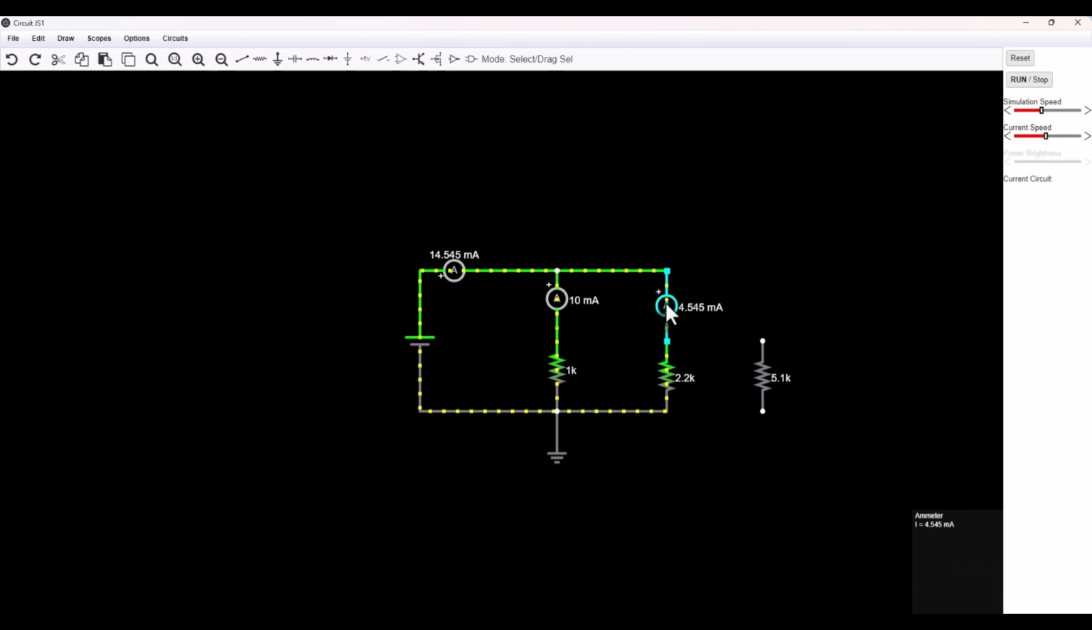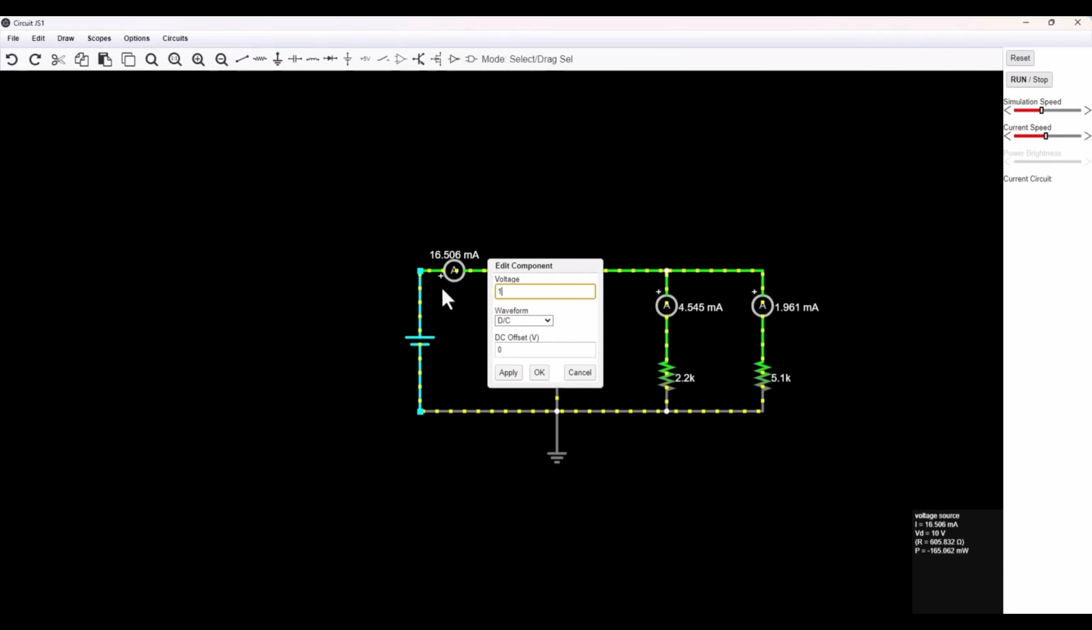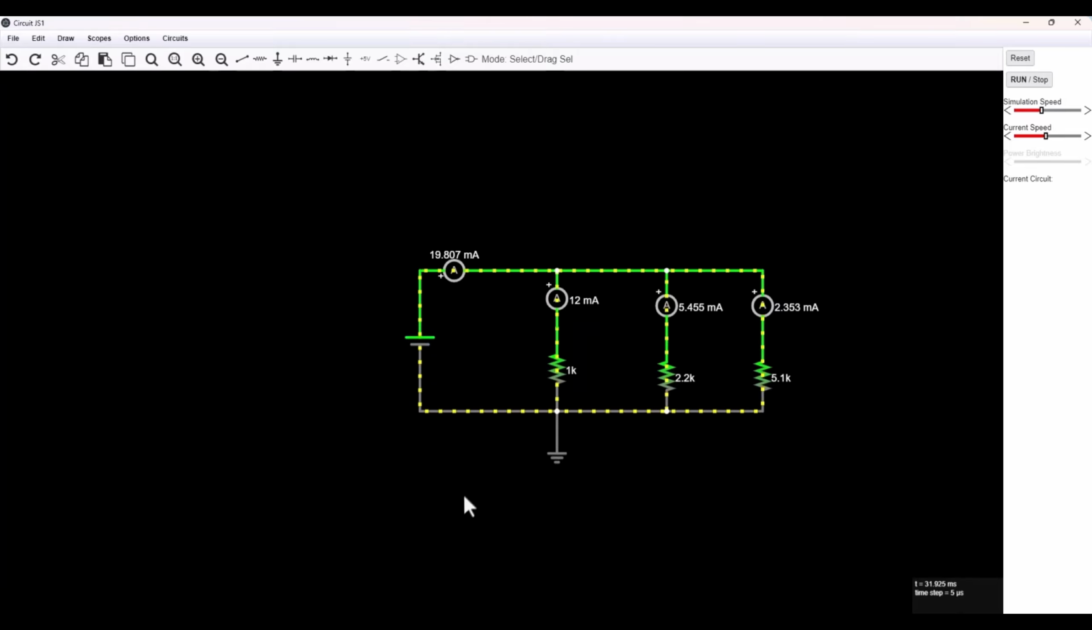So the only thing we have to do is obviously connect this ammeter over here, then hit W, connect another wire, hit another W, connect over here, and then change the voltage source, make sure it is 12 volts. Hit OK, so let's find all of the currents. 19.8 milliamp as a total current, that is completely right. I do have the 1K, which should be 12 milliamp, completely right. 2.2K, 5.4 milliamp, right. And 5.1K, 2.3 milliamp.